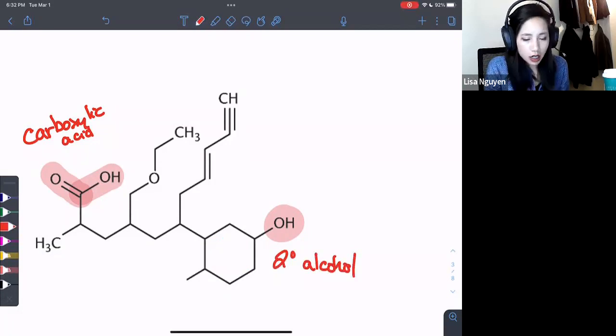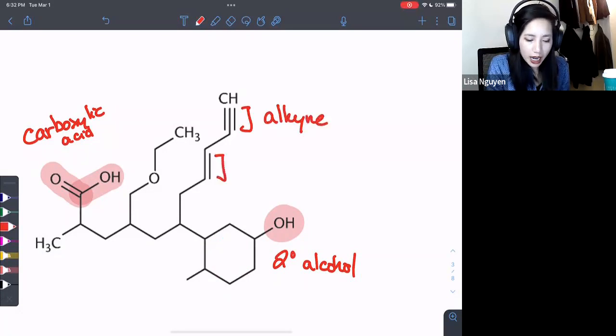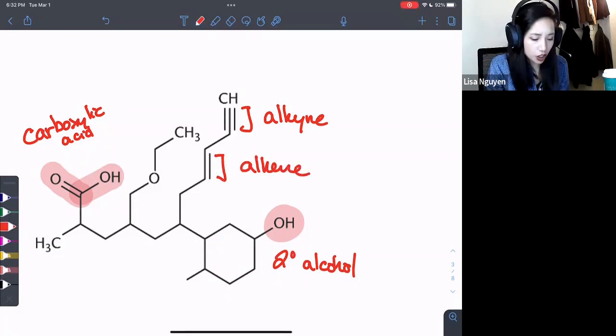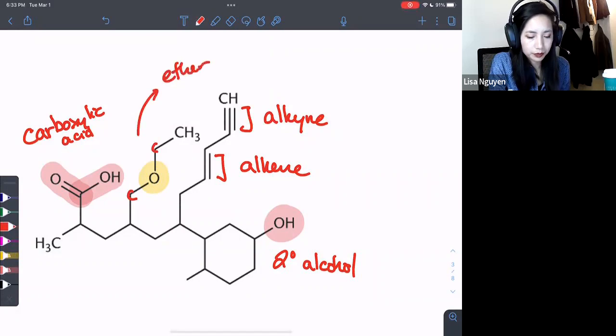All right, so what else is here? We have a triple bond. This is a triple bond, so this would be an alkyne. We have a double bond. This is an alkene. And then the last thing that's kind of weird and not just a carbon would be this group right here. We just have an oxygen in the middle of a molecule. So we have an oxygen attached to two other carbon atoms. So this is called an ether.